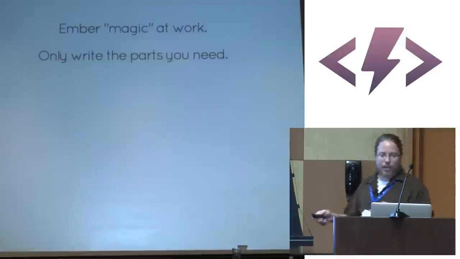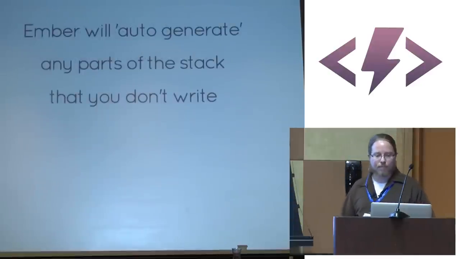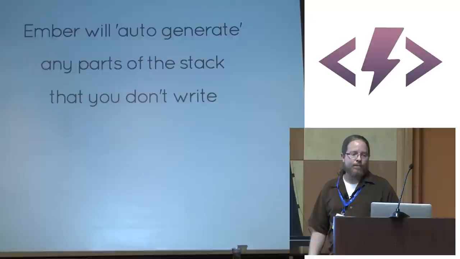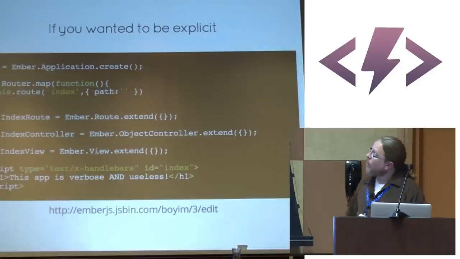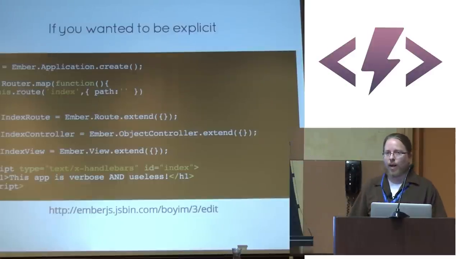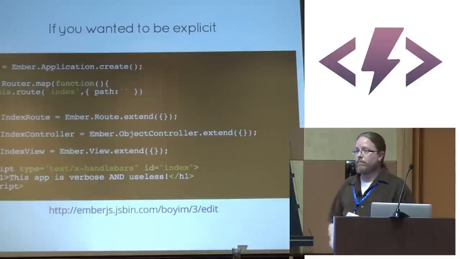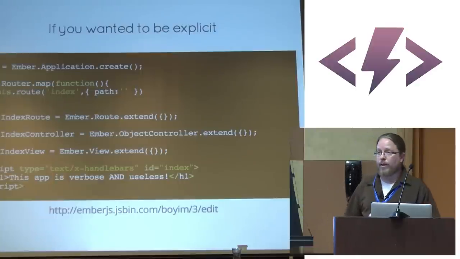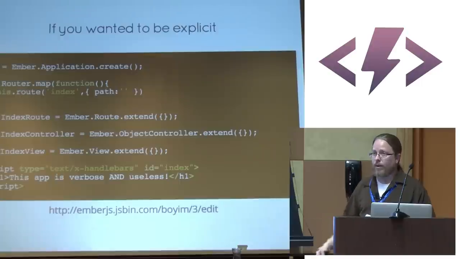So there's a lot of Ember magic happening at work here. And this is what I was alluding to earlier, where you only need to write the parts that you need. Ember will auto-generate any parts of the stack that you don't write. If you wanted to be very explicit about it, for that app that we were just looking at, you could tell it explicitly to route the index whenever there's no additional path given. That line in the router happens for you automatically if you don't add it. The index route itself, you could extend Ember Route emptily and just create the index route yourself, but you don't need to do that. Same thing with the index controller. You can create an empty controller that doesn't do anything, but since it doesn't do anything, you don't need it, and you can just let Ember do that for you.